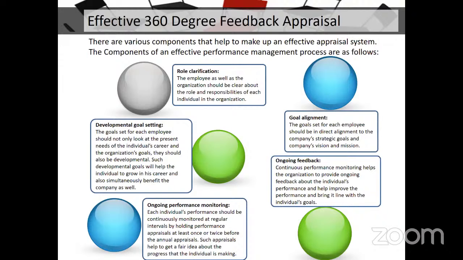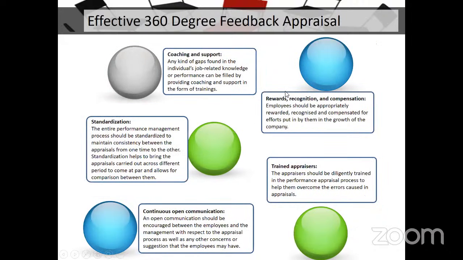Okay. So like I was talking about the role, I was defining them. Sorry, I was assuming that we are all on the same screen. And like I said, we have to be clear in terms of the role, the goal alignment, the ongoing feedback, the performance monitoring, the development goal setting. And I was going to the next, which is coaching and support. We need to coach our people. We need to support them, and this is based on the gaps that we've identified.